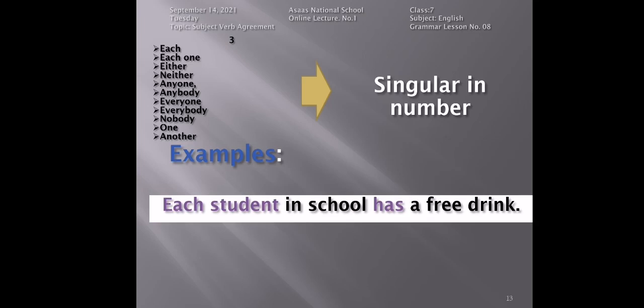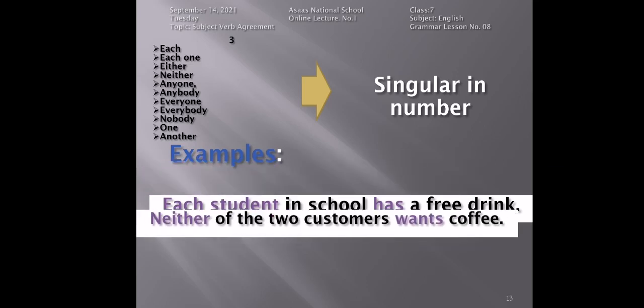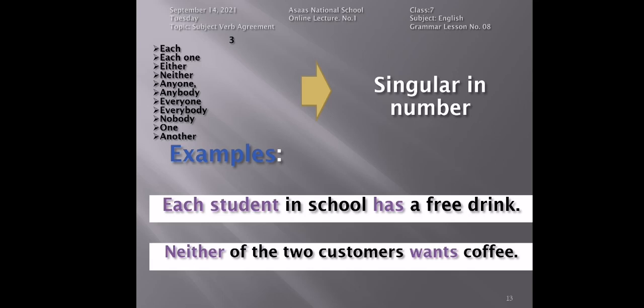Like each student in school has a free drink. Has is an S form of the verb which you're supposed to use. Let's see another example. Neither of the two boys, neither of the two customers wants coffee. So neither of the two customers means not even a single one wants coffee.